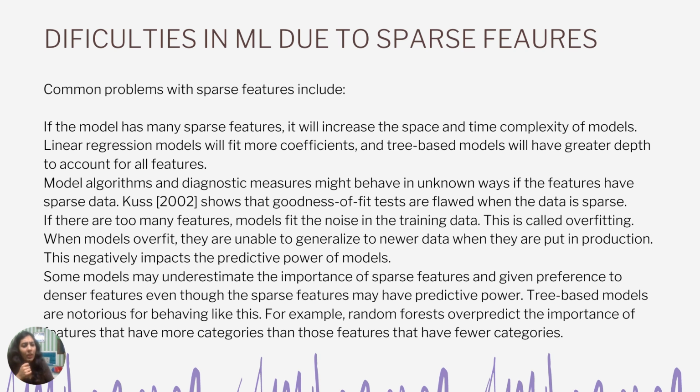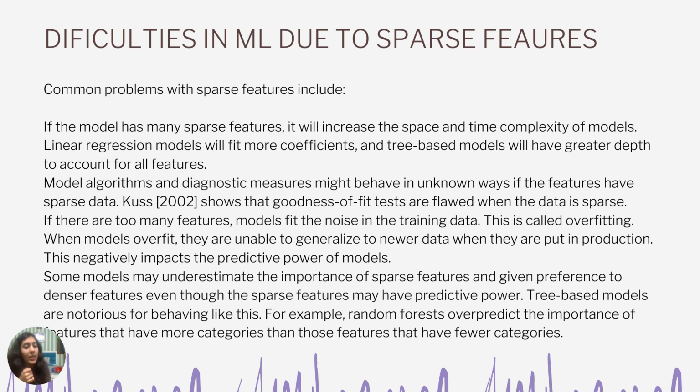If there are too many features, models fit the noise in training data. This is called overfitting. When models overfit, they are unable to generalize to newer data when they are put into production, and this negatively impacts the power of models. It impacts the predictive power of the models.